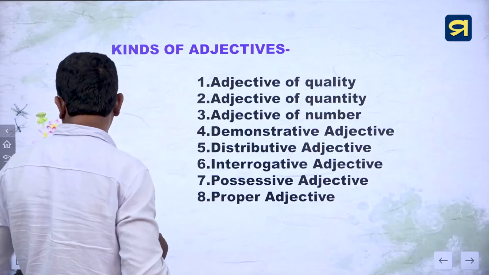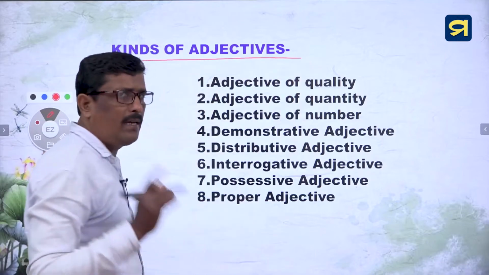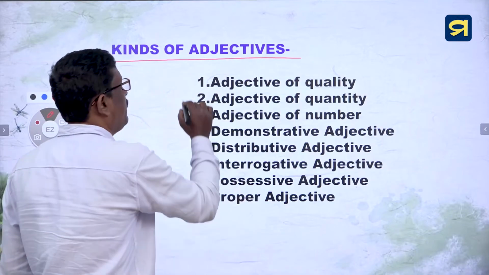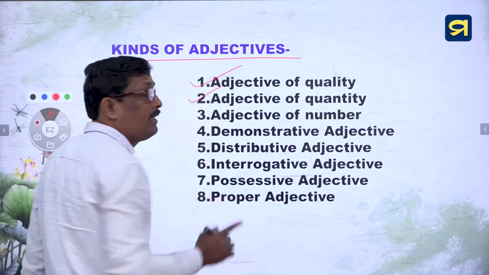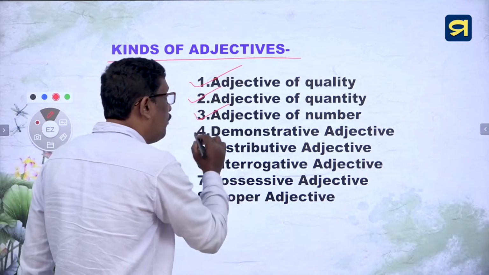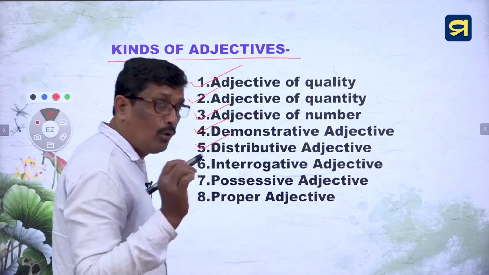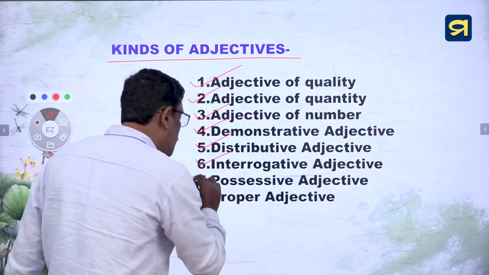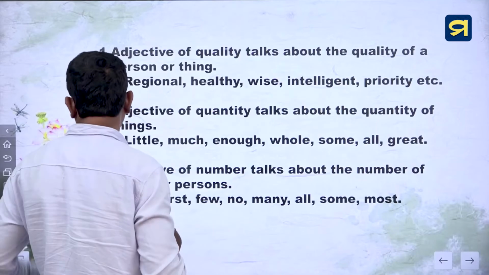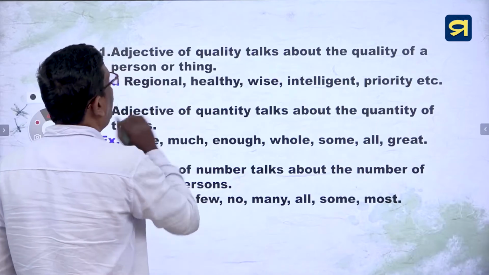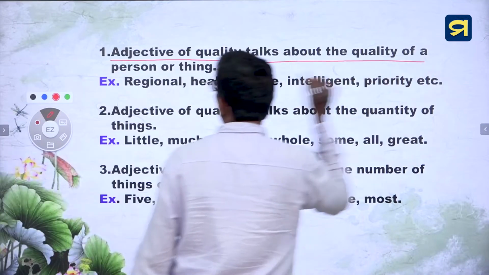Right now we are going to discuss the kinds of adjectives, different kinds of adjectives. Adjectives are of many kinds. Adjective of quality, adjective of quantity, adjective of number, demonstrative adjective, distributive adjective, interrogative adjective, possessive adjective and proper adjectives. Okay? Number 1, adjective of quality talks about the quality of a person or thing.